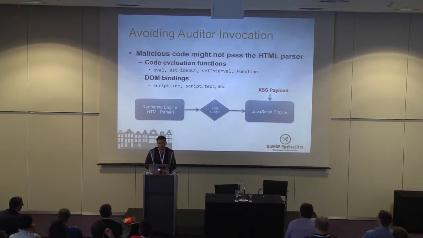And this is a mistake because there are XSS vulnerabilities where you don't need HTML at all. For example, you can have functions such as eval and setTimeout, where you evaluate code with it. And these functions are residing in the JavaScript engine, and they can directly from the JavaScript engine read user input, so there's no need for HTML parsing in this case, so you will bypass the auditor.